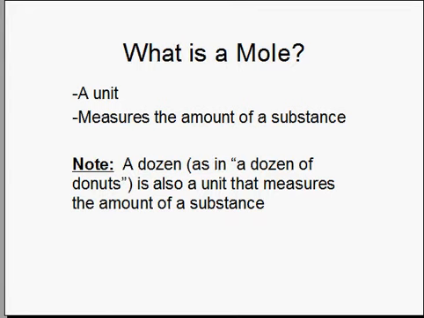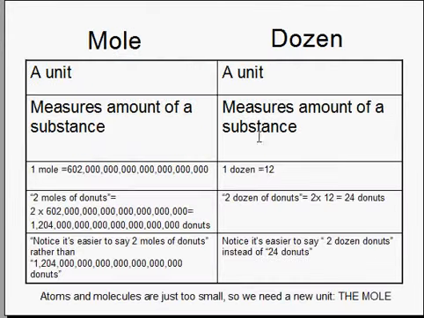All right, so we'll talk about what a mole is. A mole is just like a dozen, as in a dozen of donuts. It's a unit and it measures the amount of a substance. So a dozen, for example, measures donuts or anything. A dozen of donuts is 12 donuts. A dozen of water bottles is 12 water bottles. We just use it for donuts, but it can be used for anything.